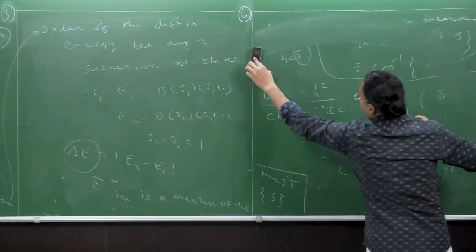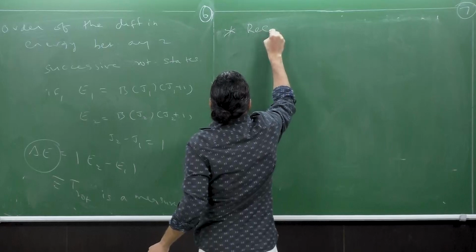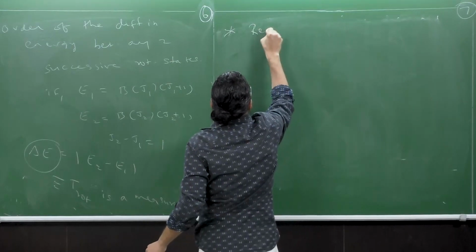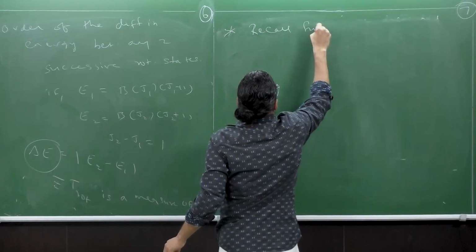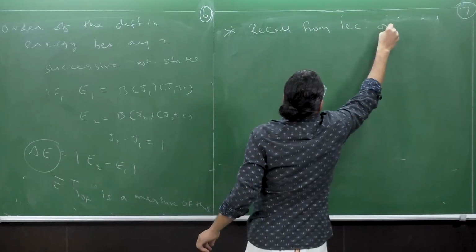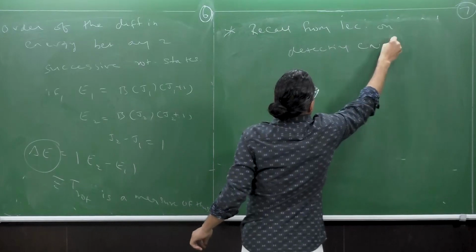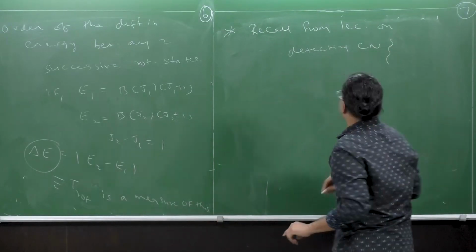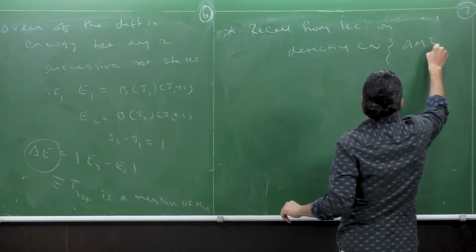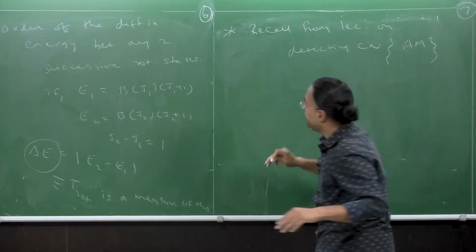I will delete this part and you recall from the lecture on detecting CN. By whom? By Andrew McKellar. I think I have used the phrase AM to abbreviate his name, right?